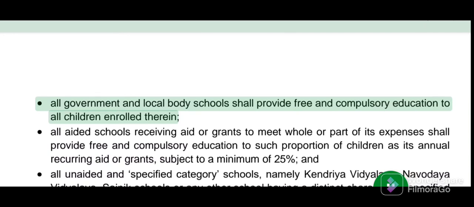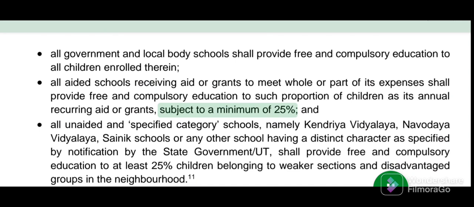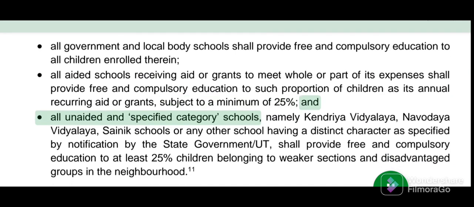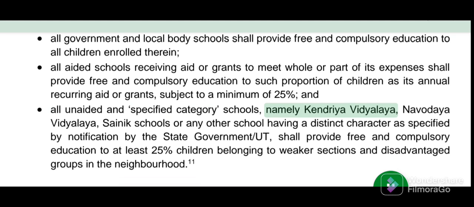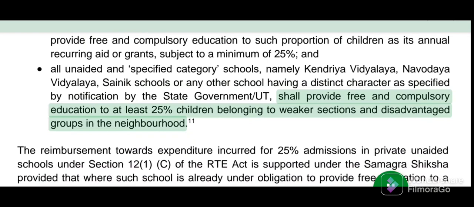All government and local body schools shall provide free and compulsory education to all children enrolled therein. All aided schools receiving aid or grants to meet whole or part of its expenses shall provide free and compulsory education to such proportion of children as its annual recurring aid or grants, subject to a minimum of 25%. And all unaided and specified category schools, namely Kendriya Vidyalaya, Navodaya Vidyalaya, Sainik schools or any other school having a distinct character as specified by notification by the state government/UT, shall provide free and compulsory education to at least 25% children belonging to weaker sections and disadvantaged groups in the neighborhood.